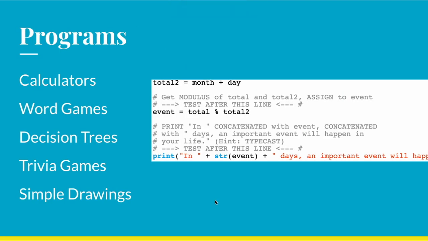So what types of programs are we going to work on? We're going to make simple calculators. We're going to create some word games, decision tree models, trivia games, and simple drawings. And here's an example of the code that we'll be using.